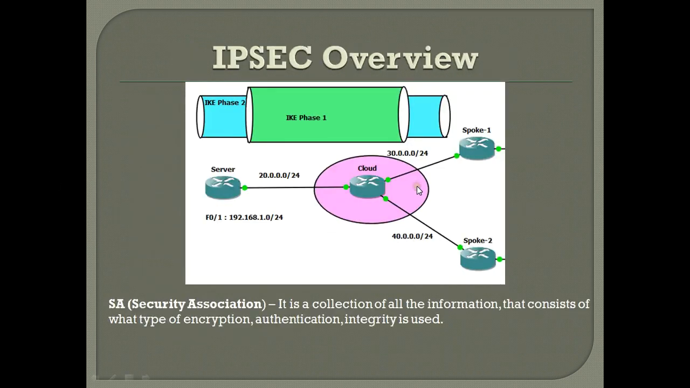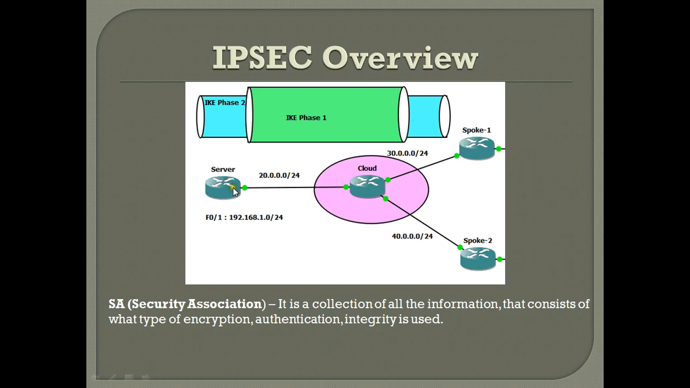To make it simpler, let's look into this diagram. Let's consider the connection is between the server and spoke 1. The server will have a public and a private key, and spoke 1 will also have a public and a private key. The public and private keys will be different on both routers. What they do is share the public key between the ends. Spoke 1 will share its public key to the server, and the server will share its public key to spoke 1. So the server and spoke share their public keys, but the private key will not be shared between the two ends.